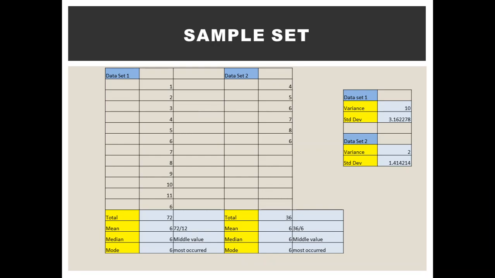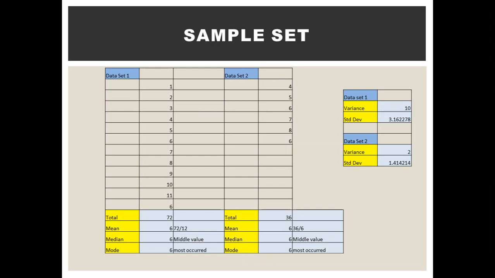The similarity between these two data sets, if you see, the total is 72 and the data set 2 is 36, but you can see the mean, the median, and the mode is same for both the data sets, correct? So your mean is 6 in my data set 1, same in data set 2, median is 6 and same in data set 2, and mode is 6, same in data set 2, because you see 6 occurs twice in the entire data set. And mean, you total 72 divided by 12, that's 6. Here 36 divided by 6 is 6.